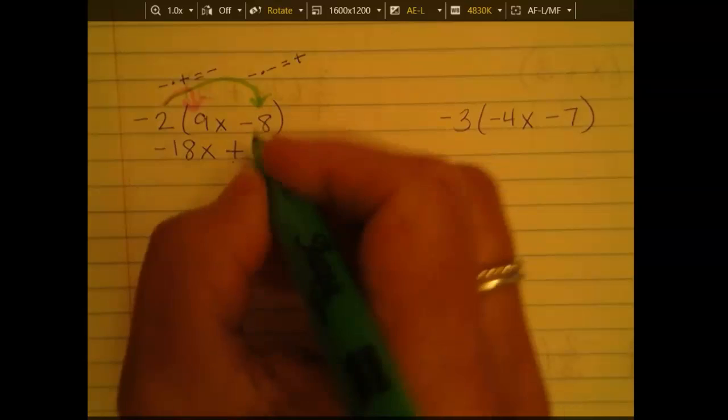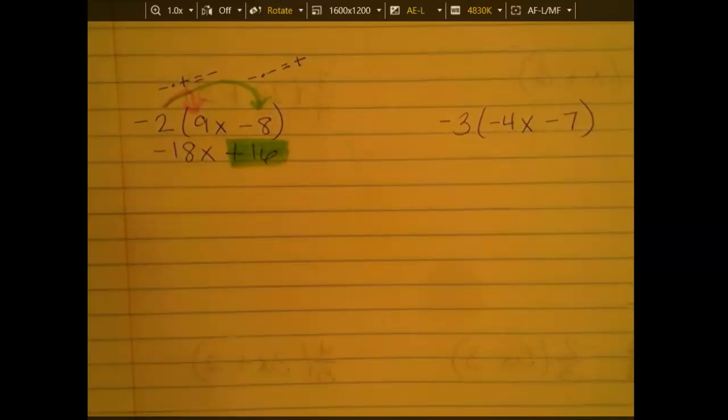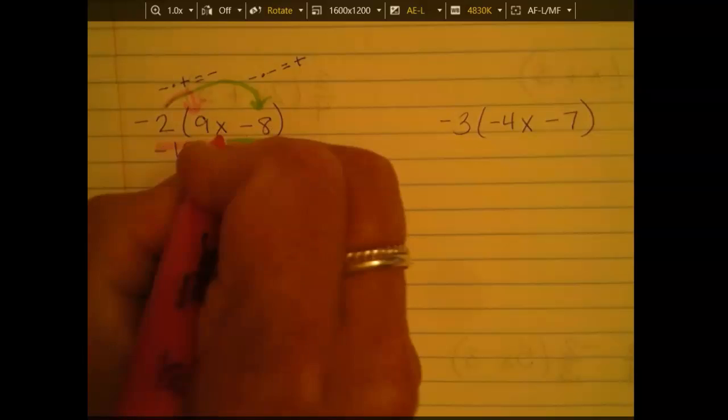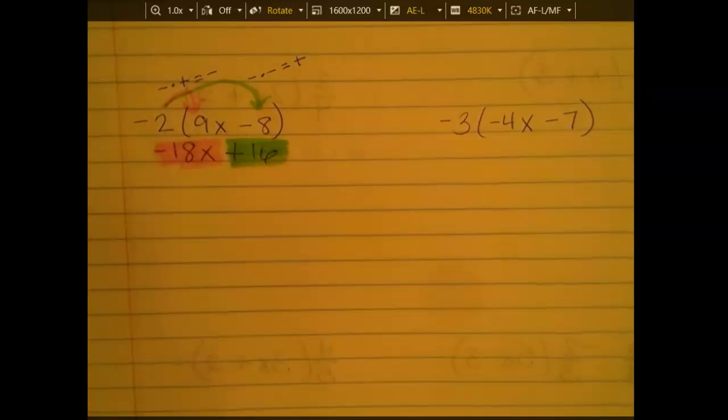Okay, so positive 16 was the answer to my second distribution. Negative 18x was the answer to my first distribution, right?